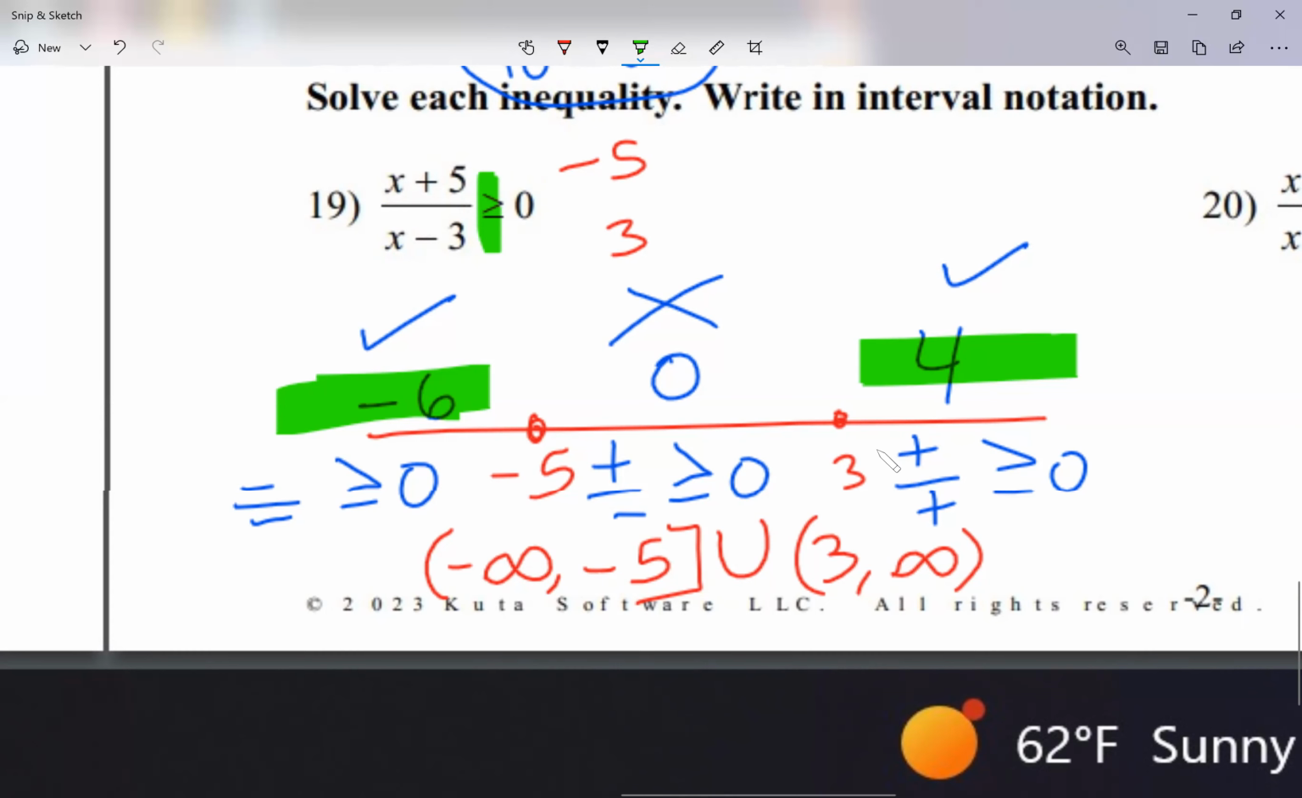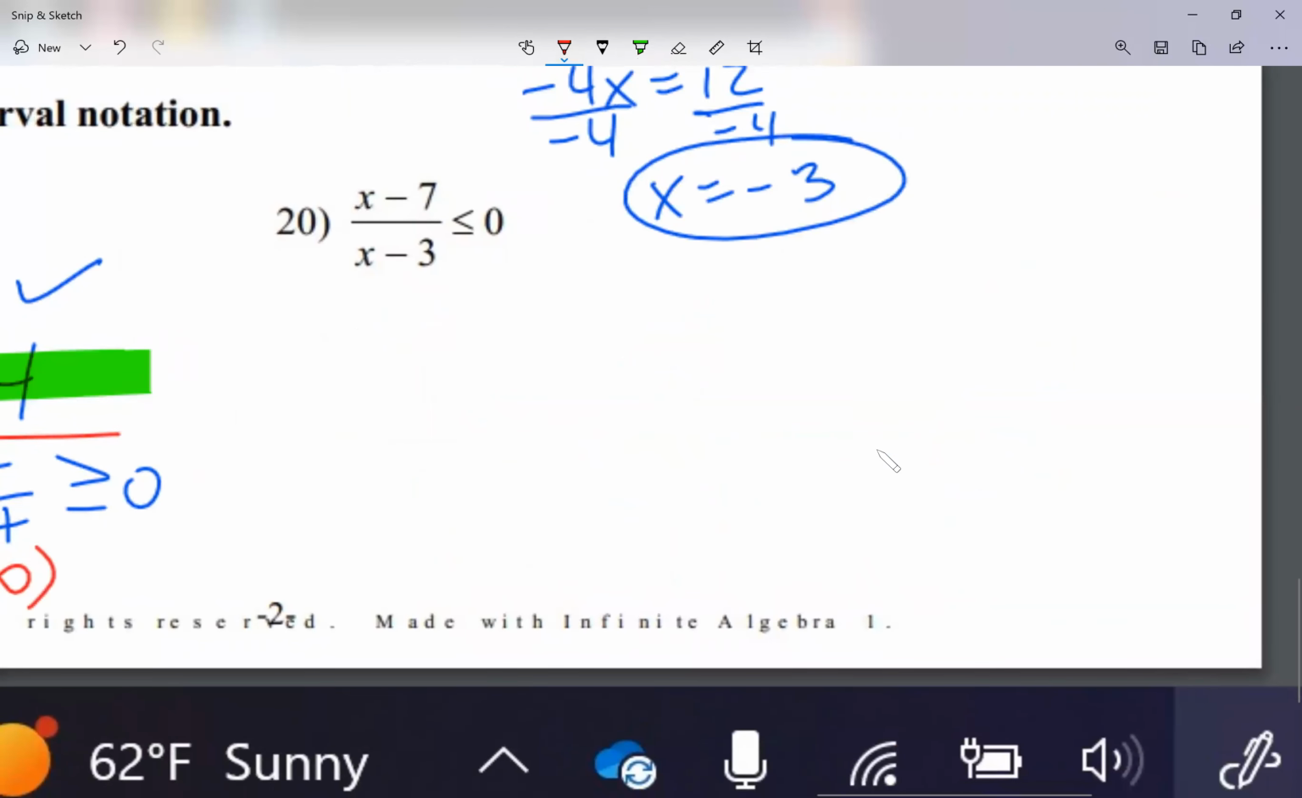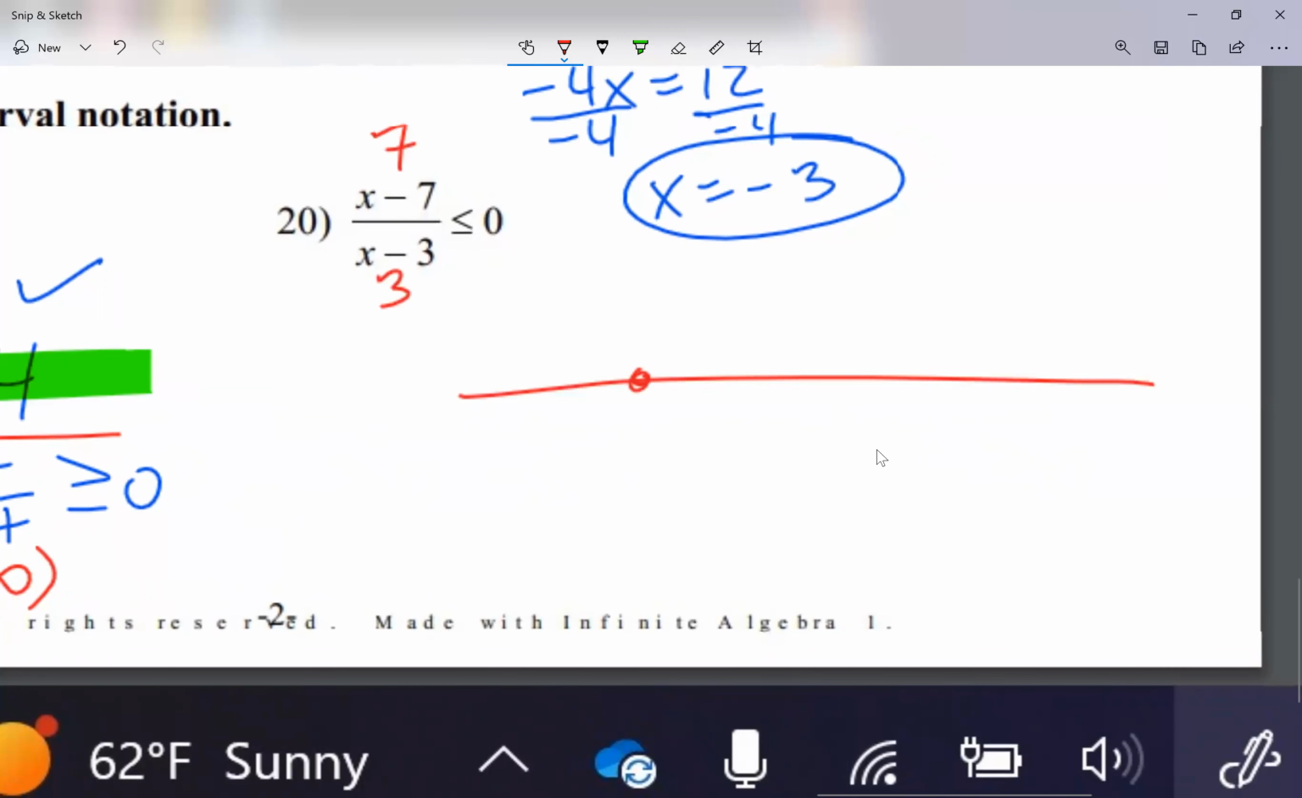Okay. Last example, let's take a look at here, number 20. My key values, okay? What will make the top equal to 0? X minus 7. Well, I think we can agree 7, right? If x equals 7, the top is equal to 0. What will make the bottom equal to 0? 3. So I'm going to do my number line. I'm going to put them from small to large. 3 and 7 are my key values.